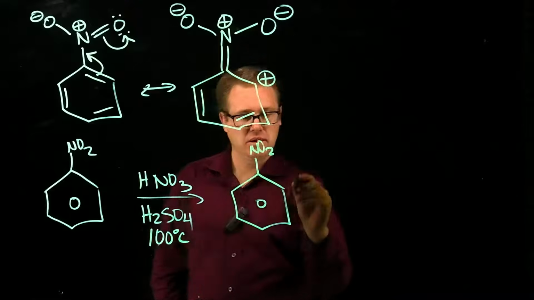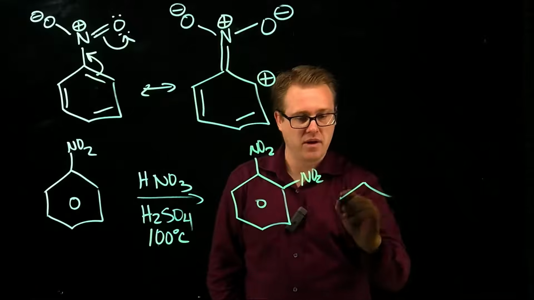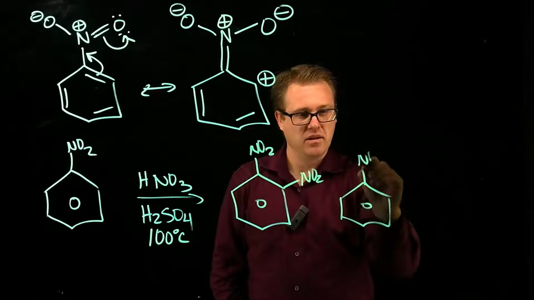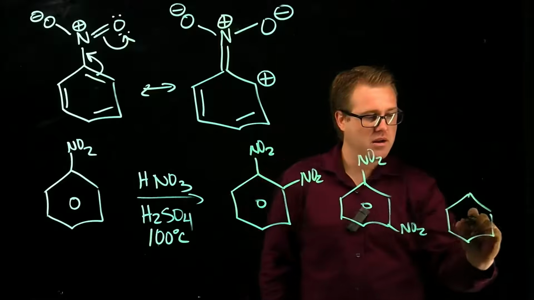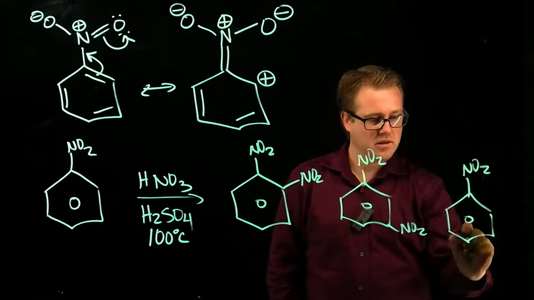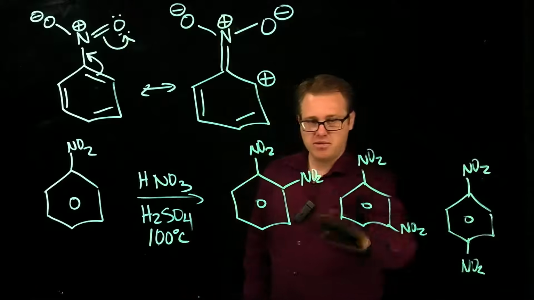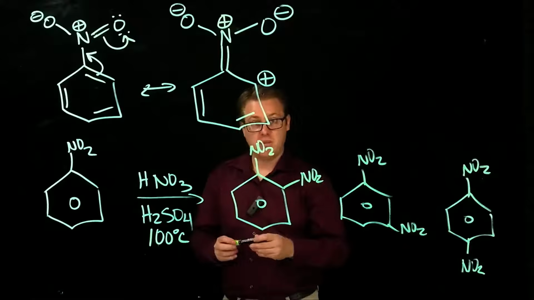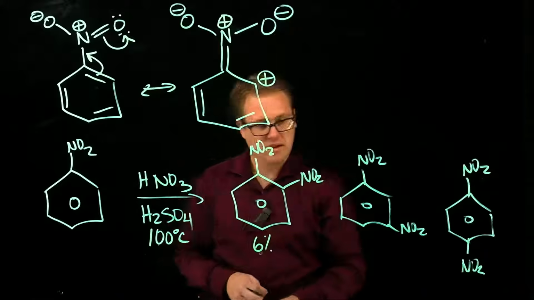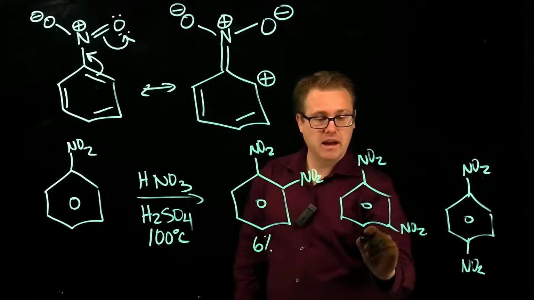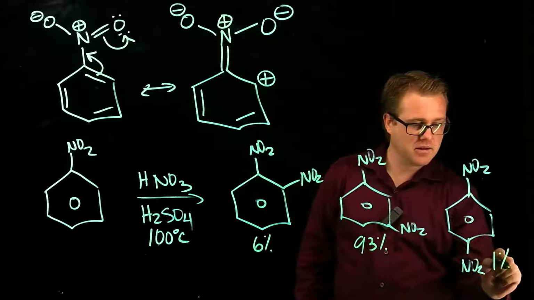That's NO2. We can have ortho. We can then have our meta. And then we can have our para. Now, these 3 different products, they're not all in the same yield. And what we see is the ortho is going to be 6%. The meta is going to be 93%. And the para is 1%.